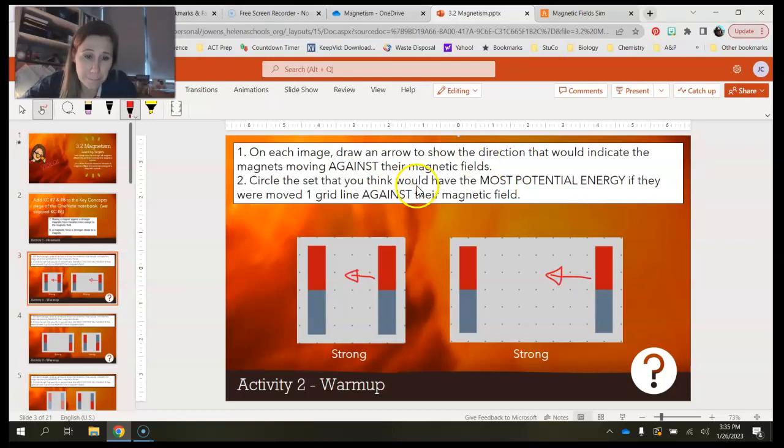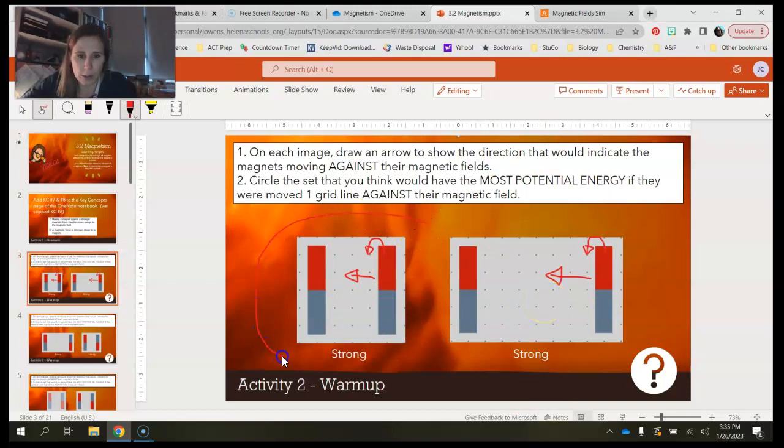That's the first step. Then you're going to compare these 2 magnets. They're both sets of strong magnets, but you can see that this system is set up closer than this system. So if we move this magnet 1 space over here, and we move this magnet 1 space over here, which do you think would have the most potential energy in that move? These 2 that are closer together, or these 2 that are further apart?